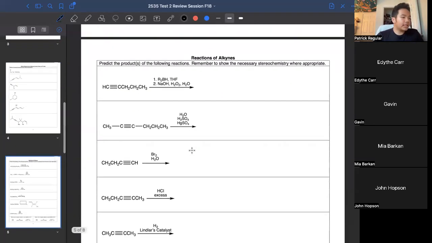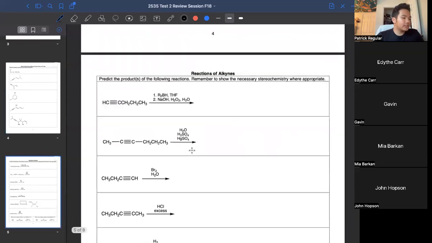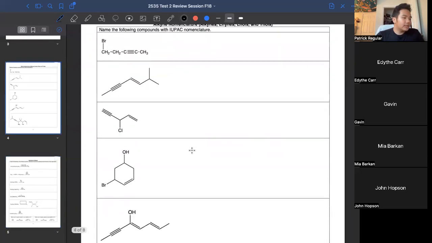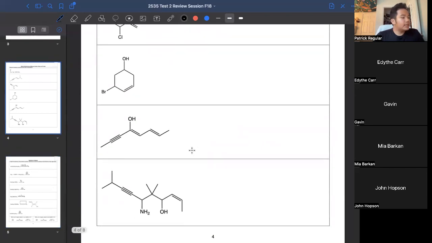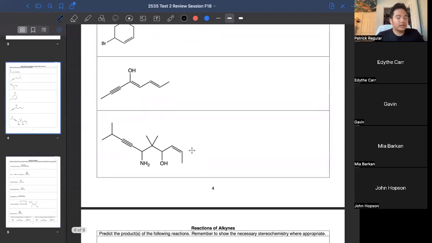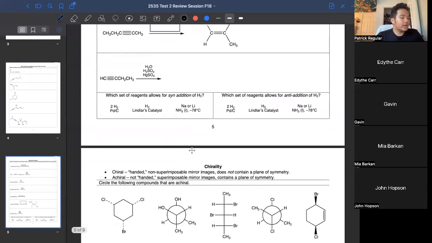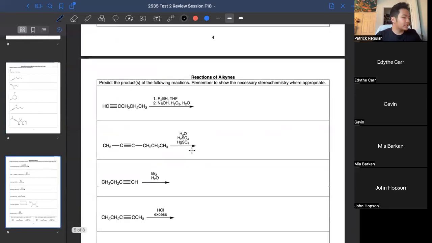All right. I think the last thing we can probably knock out. Let's save alkene and alkyne nomenclature for Thursday. Let's go ahead and try knocking out these reactions. All right.